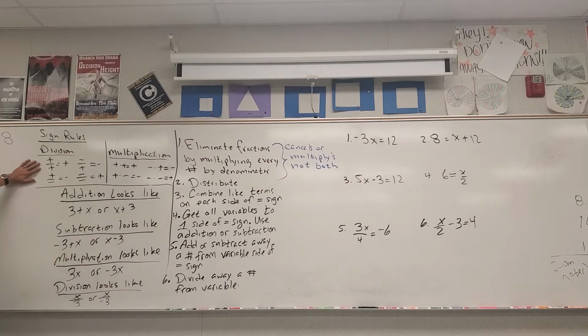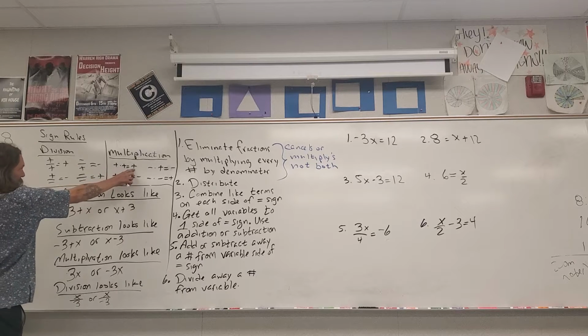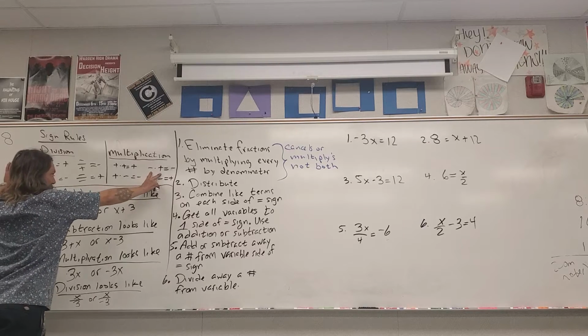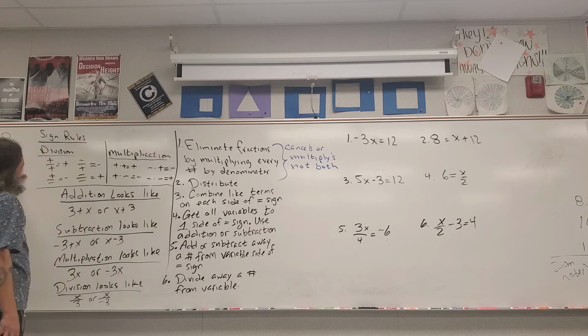So right here I have division rules. Positive divided by a positive is a positive. Negative divided by a positive is a negative. Positive divided by a negative is a negative. And a negative divided by a negative is a positive. Multiplication rules. Positive times a positive is positive. Positive times a negative is a negative. Negative times a positive is a negative. And negative times a negative is a positive.